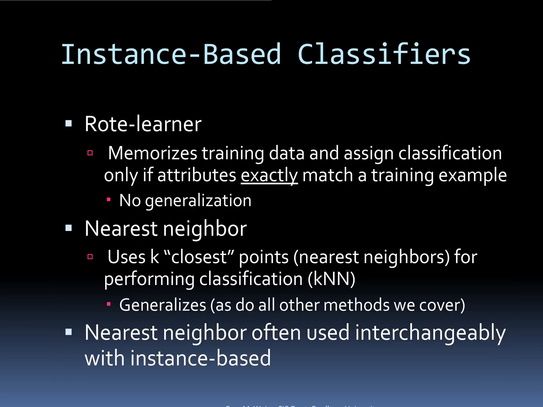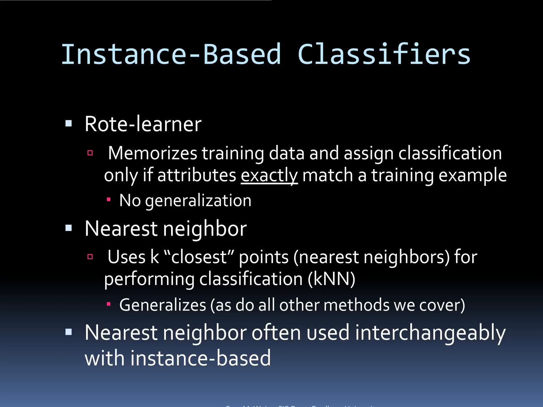Continuing with nearest neighbor classifiers, let's look at the broader category of instance-based classifiers. A rote learner is one type, which memorizes training data and assigns classification only if the attributes exactly match a training example. This approach lacks generalization, meaning it can't predict for unseen data unless there's an exact match.